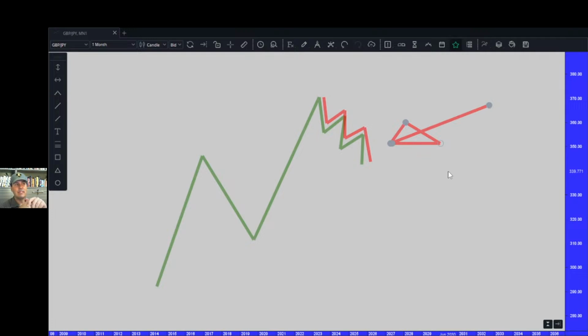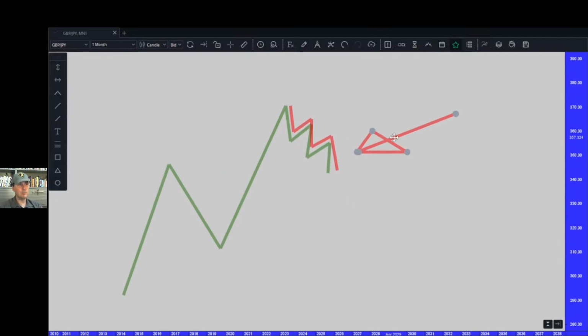Feedback, everybody, type in the chat. Does this make sense to you? If it doesn't, type in the chat. No, boss, this doesn't make sense to me.